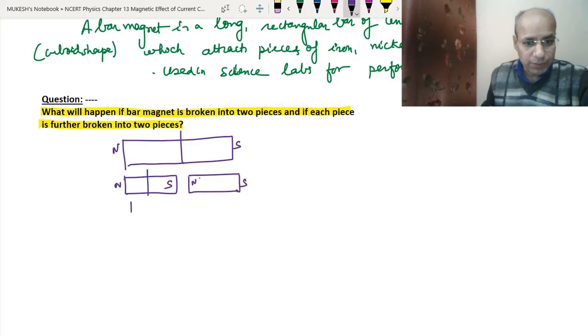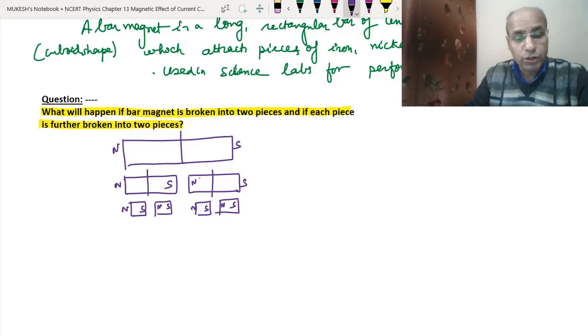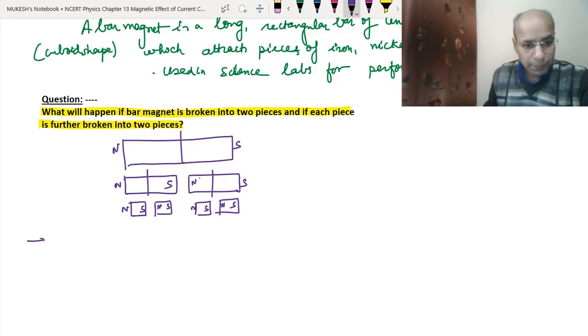If we break this further into two pieces, okay, then again what will happen? So this will be north, this will be south, this will be north, this will be south, and so on. This will keep on going till we get a very minute particle, that will also still have the north and south poles. Okay. So now let's write it.